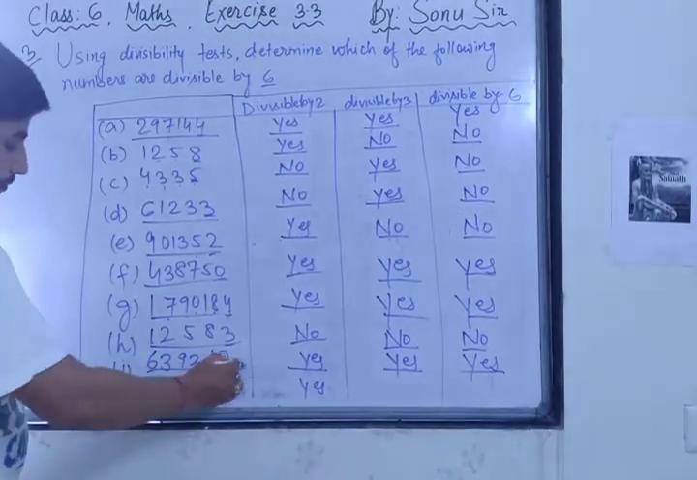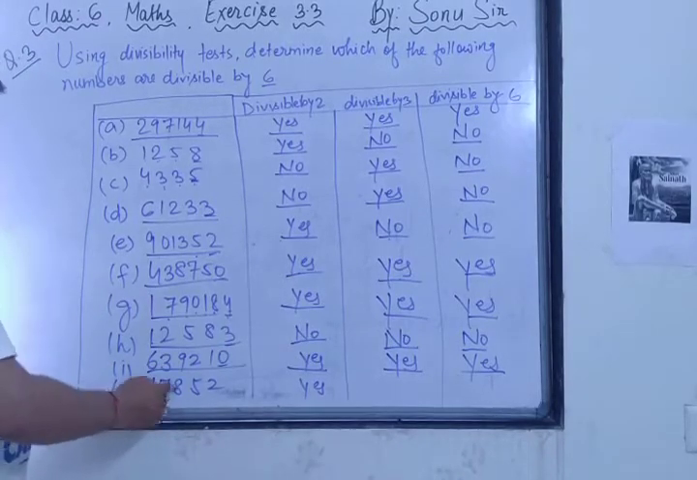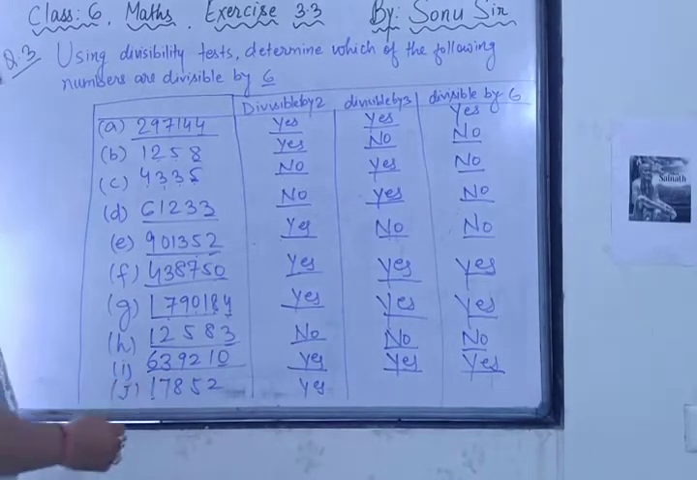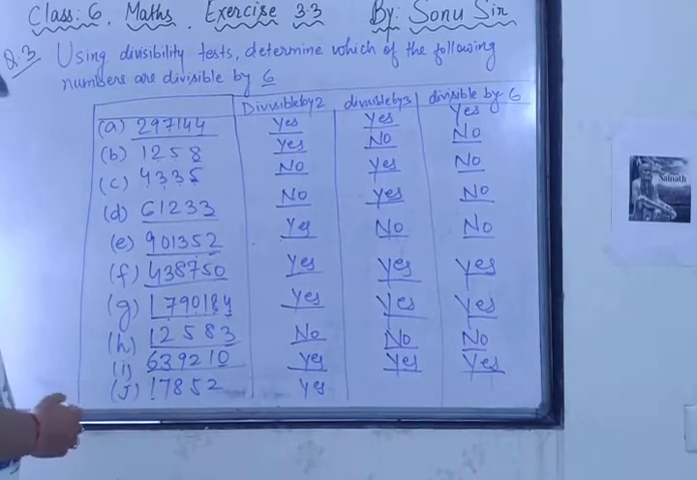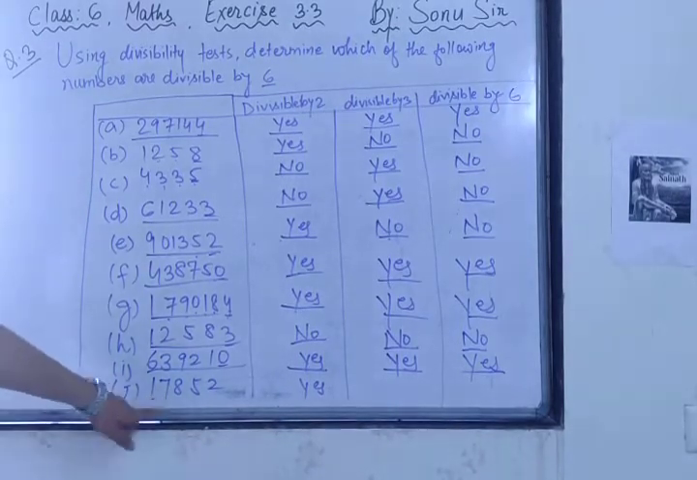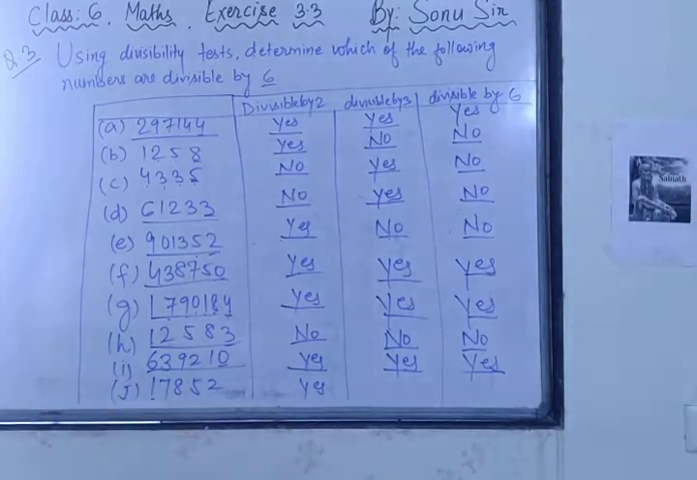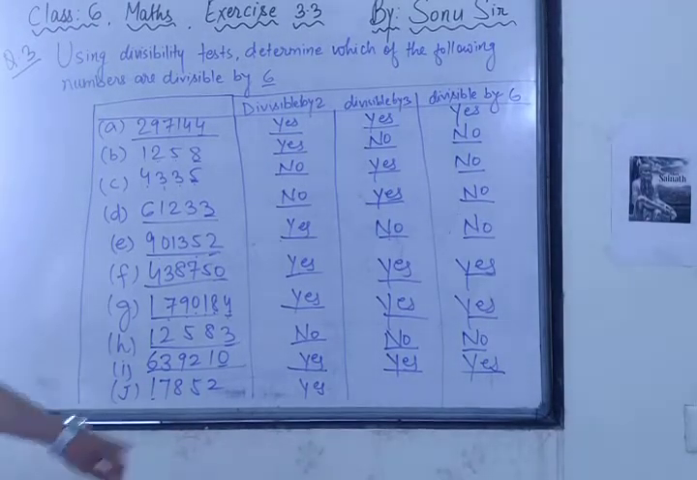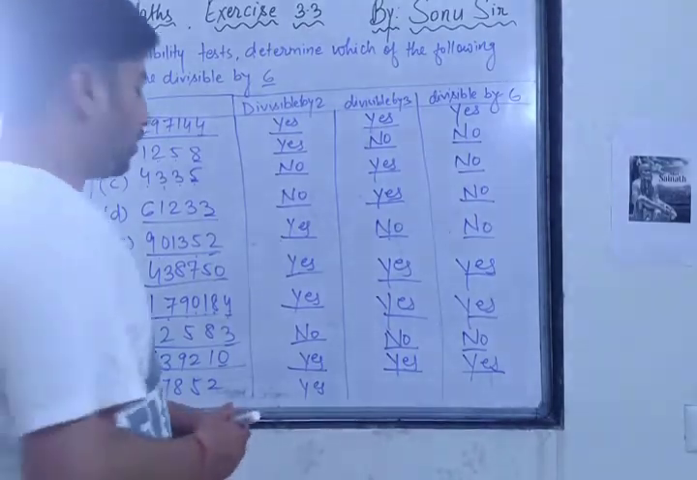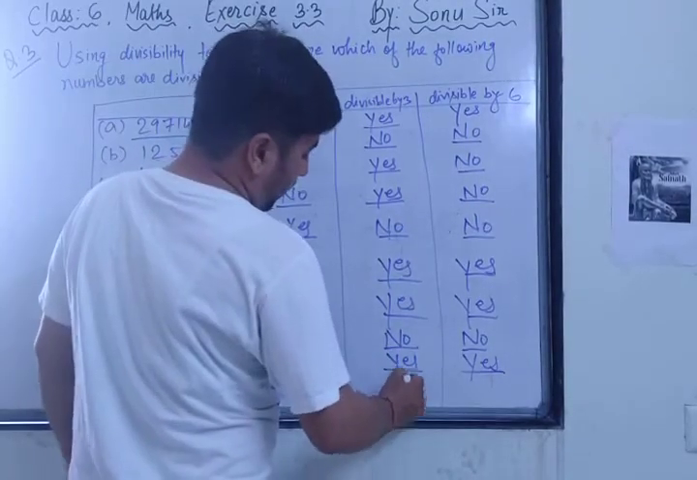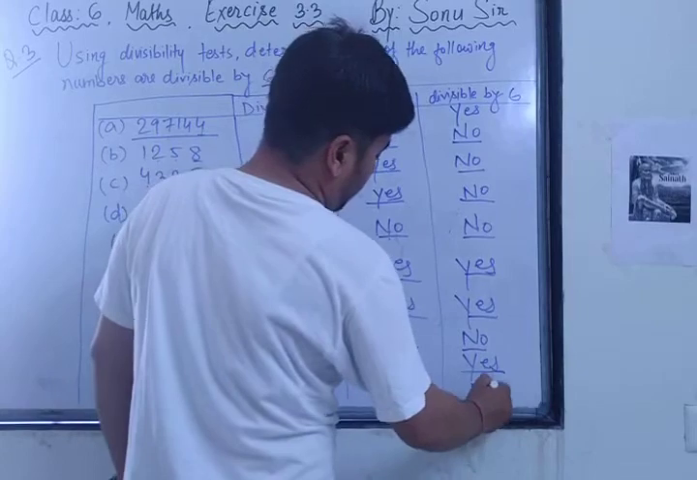Last one. 1 plus 7, 8. 8 plus 8, 16. 16 plus 5, 21. 21 plus 2, 23. One more time, count it. 1 plus 7, 8. 8 plus 8, 16. 16 plus 5. Can you tell me what 16 plus 5 will be? 21. 21 plus 2, 23. 23 is not a multiple of 3. Hence, this number is not divisible by 6.